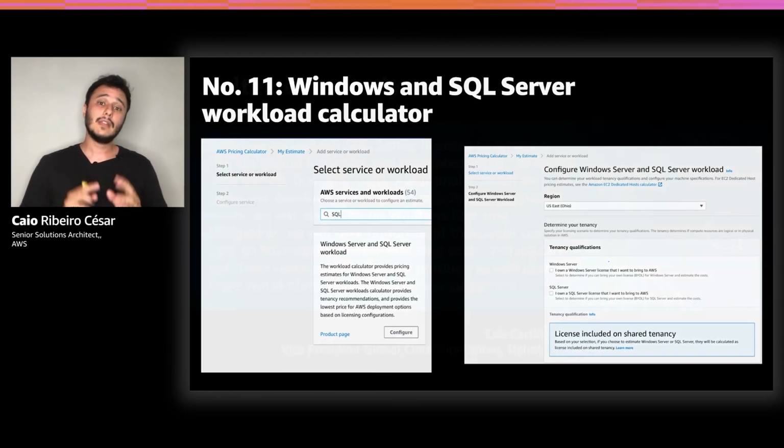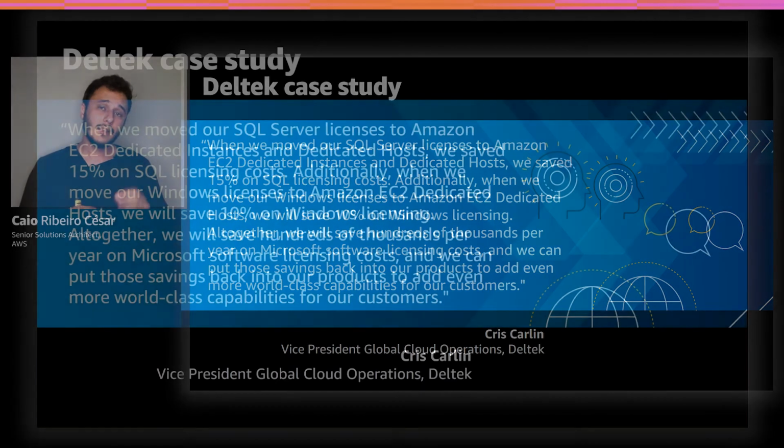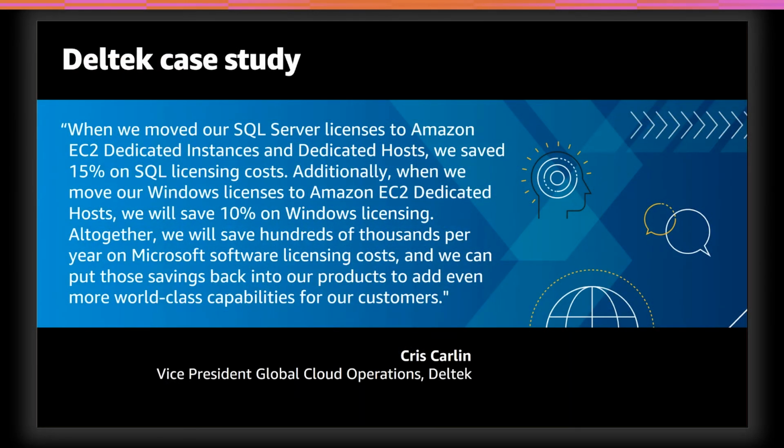All right, now let's take a look at this example. This example is for Dell Tech. They say when we moved SQL Server licenses to Amazon EC2, we saved 15% on SQL Server licensing costs. Additionally, when we moved our Windows licenses to AWS, we also saved 10% extra on costs.